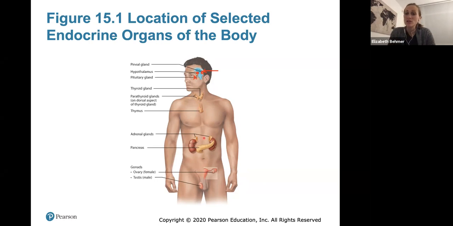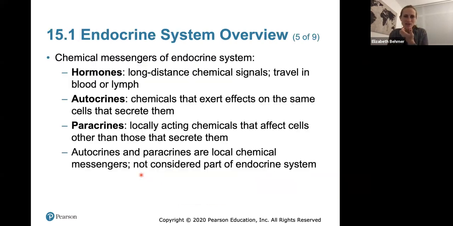Then we have the adrenal glands, which sit on top of your kidneys. The pancreas kind of slides in between the two. And then our gonads, the ovaries and testes, are also endocrine glands because they'll secrete different hormones. So again, knowing a picture like this or similar, labeling endocrine organs in the body, will be on your next exam.